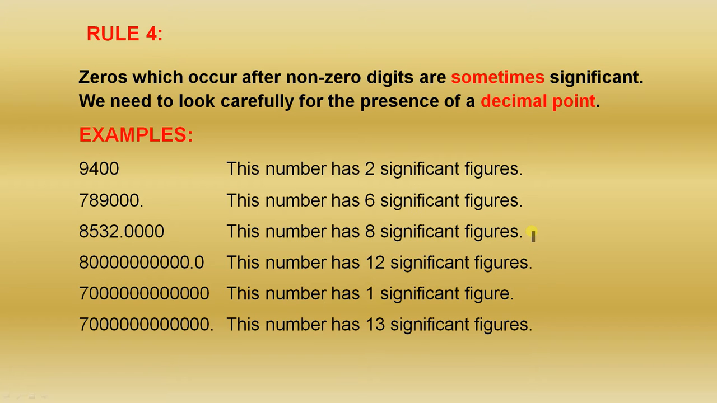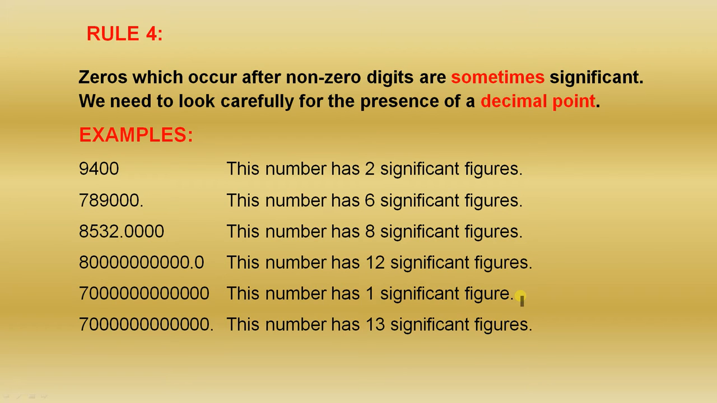Next one. We can see there are 4 zeros after the decimal point. The presence of the decimal point in this particular example means we have 8 significant figures. Over here, there is the presence of a decimal point. So we count 1, 2, 3, 4, 5, 6, 7, 8, 9, 10, 11, 12. There are 12 significant figures.